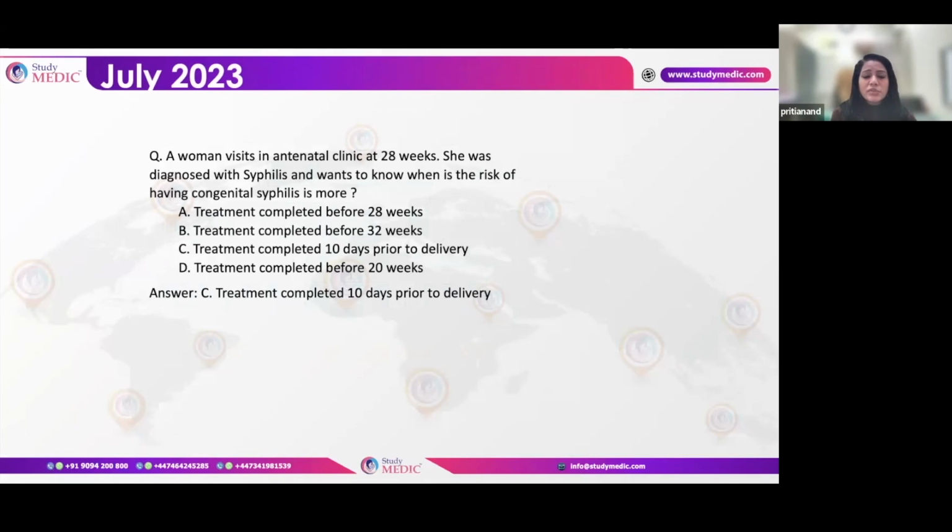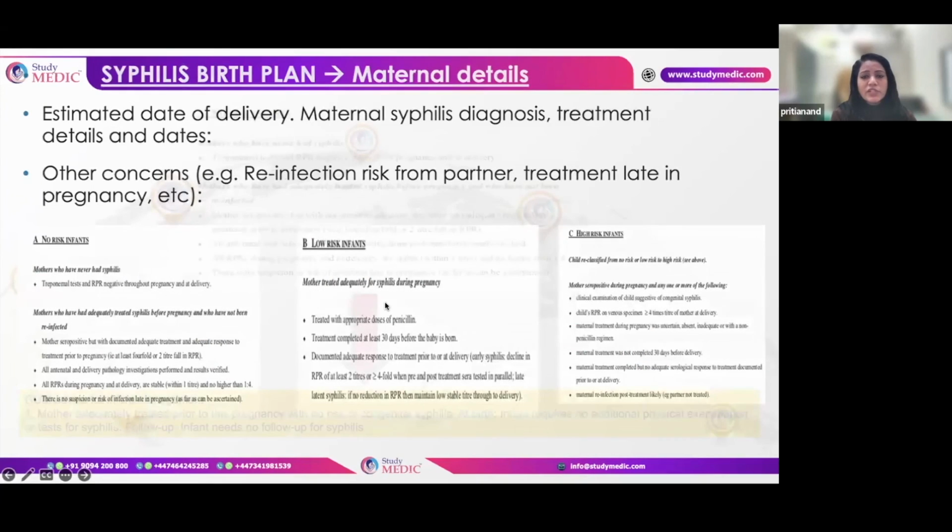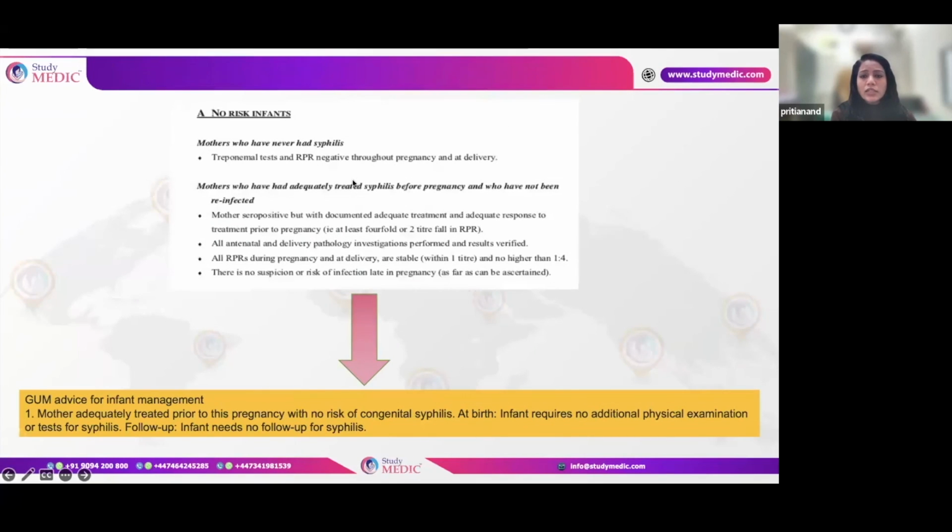So if she completes the treatment within 10 days of delivery, the last 10 days, then according to this question she is at high risk. Because ideally, if the patient suffers syphilis in pregnancy, she should complete the treatment 30 days prior to delivery. Then the baby is considered to be at very low risk. So this is basically a syphilis birth plan, which says that either the patient did not have syphilis or treated syphilis prior to getting pregnant, or if the treatment was completed well before the delivery, then the baby does not carry any risk. You just see the baby, and no detailed examination is done.